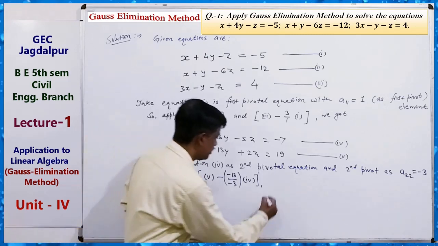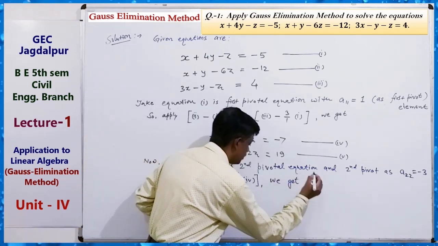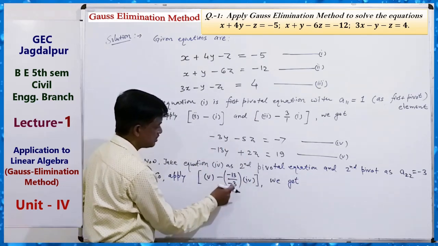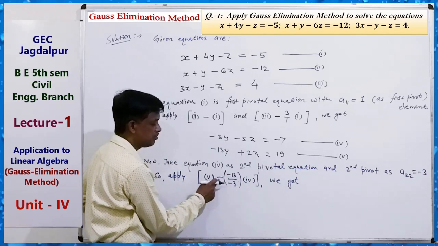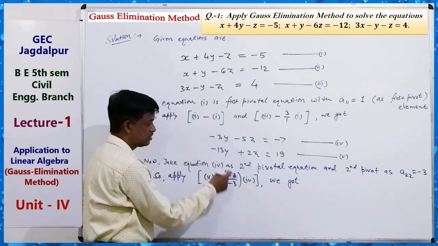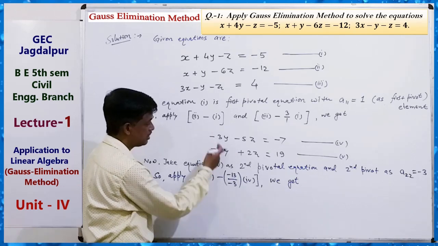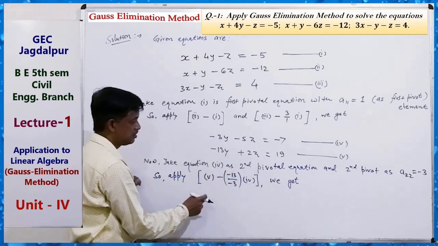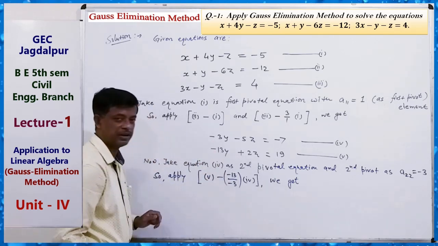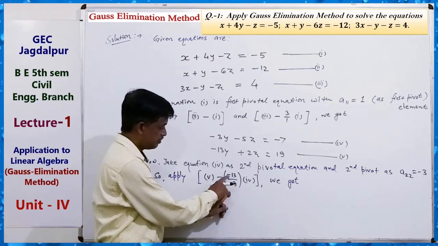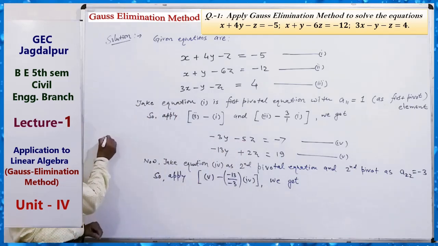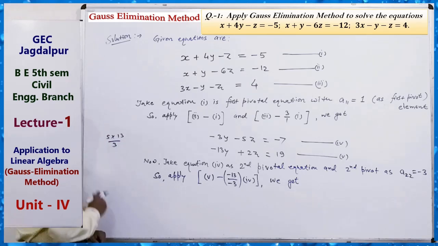Okay, so we get what? Here minus 13 by 3. If this minus 3 cancels, minus 3 is there. Okay, so minus 3 cancels, and this is 0, the first part. Only we get 13 by 3 multiplied to here, 5 into 13 by 3.